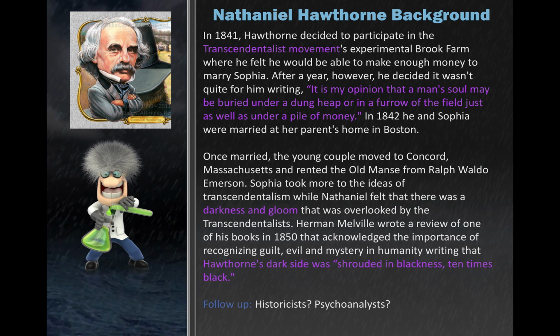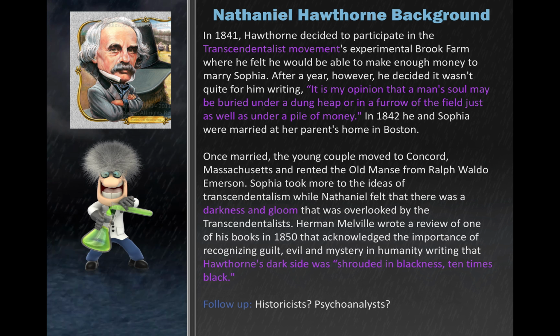In 1842, he and Sophia were married at her parents' home in Boston. Once married, the young couple moved to Concord, Massachusetts, and rented the old manse from Ralph Waldo Emerson. Sophia took more to the ideas of Transcendentalism, while Nathaniel felt that there was a darkness and gloom that was overlooked by the Transcendentalists, that they weren't serious enough, that they weren't dark enough, that they only wanted to view the positive aspects of our nature and not the negative, where Hawthorne's disposition really pushed him towards the darkness.